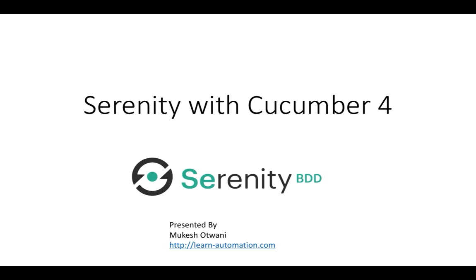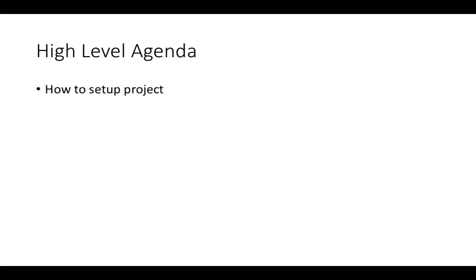Okay. Today in this lecture, we are going to talk about how you can configure Serenity Framework with Cucumber 4. So in this lecture, we are mainly going to talk about, first of all, how you can set up a project with Cucumber 4, and we'll talk about the folder structure, the default files, which are configuration files and other files which you will get when you configure your project.